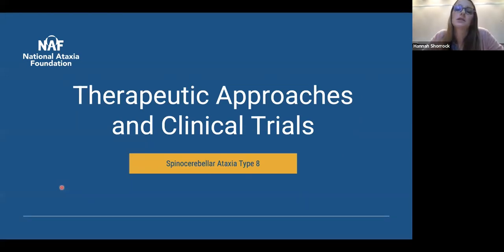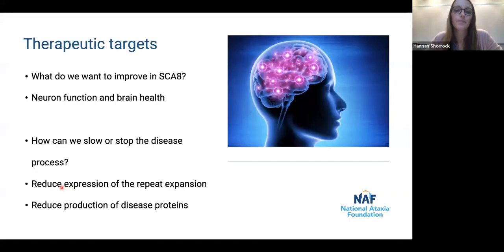So I'm now going to move on to discussing therapeutic approaches and clinical trials for Spinocerebellar Ataxia type 8. So there are a variety of different things that we can think about targeting or treating to try and improve disease symptoms in SCA8. So one of the things that we can think about is actually improving neuron function and brain health. So making those neurons that don't always fire quite right, fire how they should, behave more like normal control neurons. We can also think about how to actually slow or stop the disease process. And so to do this, we need to think about the cause of the disease, which is that repeat expansion. So we can reduce expression of the repeat expansion.